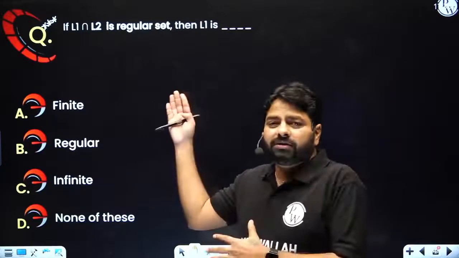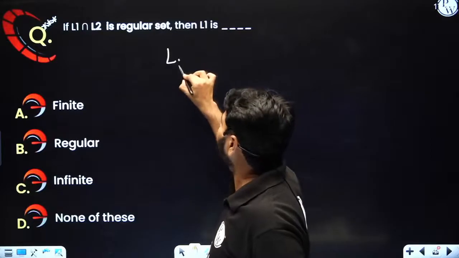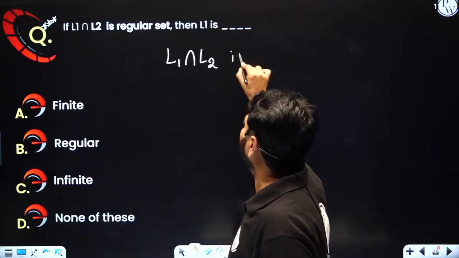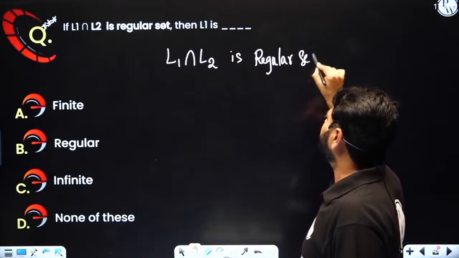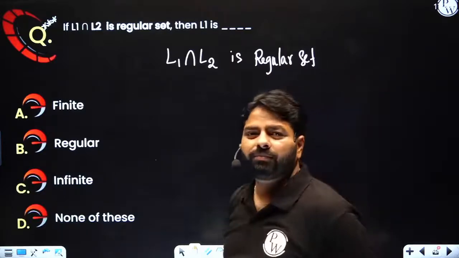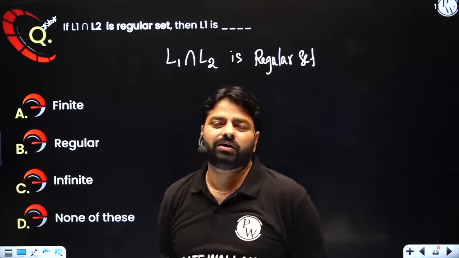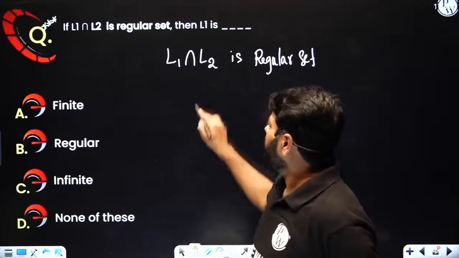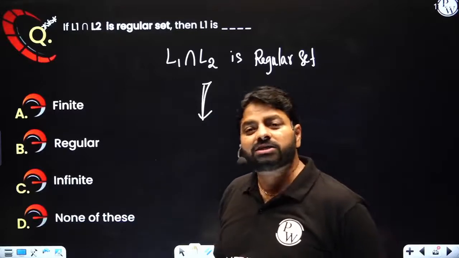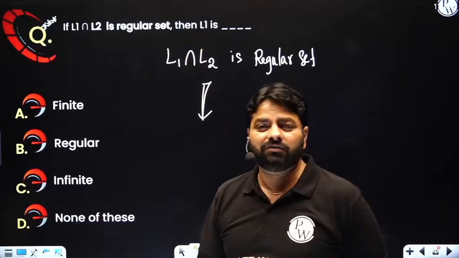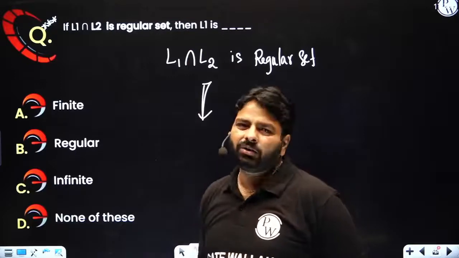That was a closure property. But this is something different. Here, what is given to you is that L1 intersection L2 is regular. Will it guarantee L1 is regular? This is really a very good question for you. No, there is no guarantee that L1 is regular. Without L1 being regular, we can still get L1 intersection L2 regular.